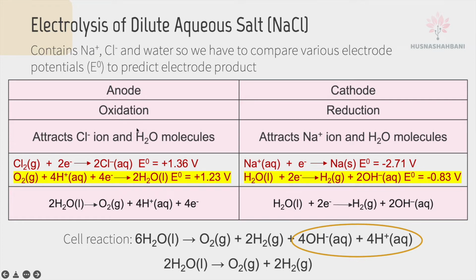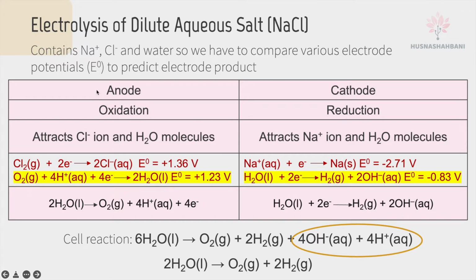So how do we choose which one? Look at the electrode potential value. For Cl, the electrode potential value is +1.36 volt. For water, we have two. In the standard reduction potential table, you have two equations for water: one that produces oxygen and H+, and another that produces H2 and OH-.